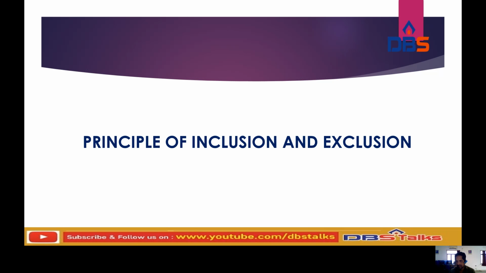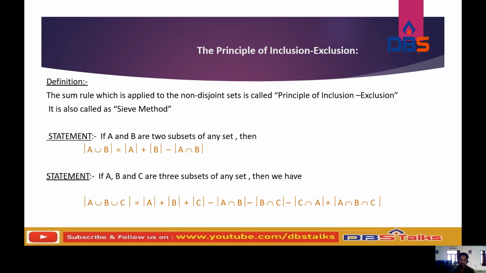Next, principle of inclusion and exclusion. The sum rule which is applied to non-disjoint sets is called the principle of inclusion and exclusion. It is also called the sieve method.